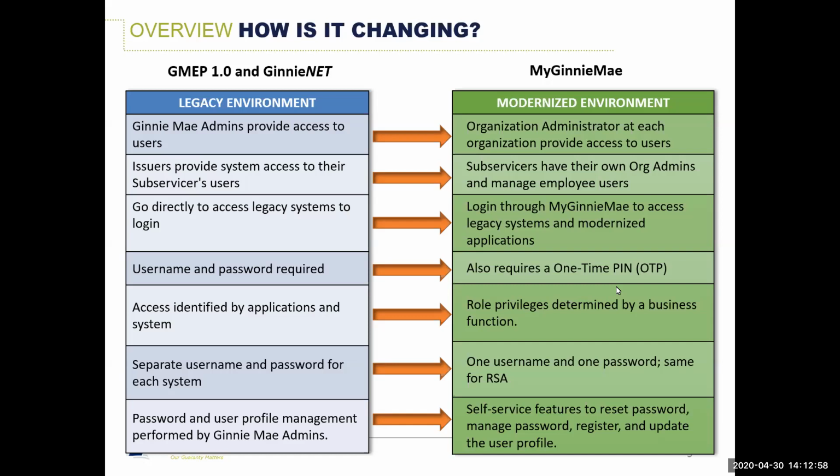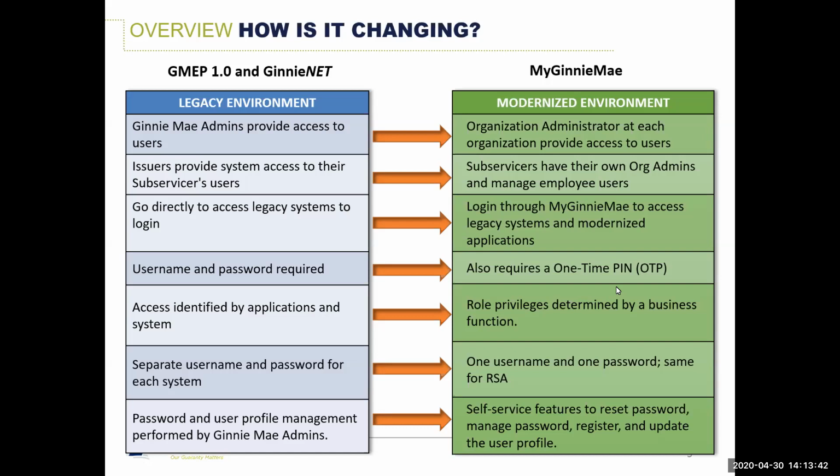In our legacy systems, issuers needed to provide access to the users in their sub-servicer organizations. That's no longer true. Now sub-servicers have their own org admins and manage their own employees. In our legacy environment, you would go directly to the URL for that system, whether it was GinnieNet or GMAP, to log in. In MyGinnieMae, you go through MyGinnieMae. You go to my.ginniemae.gov, and when you log in there, you will gain access to GMAP 1.0 and GinnieNet. So it's just going through MyGinnieMae gets you to those legacy systems rather than going to those old URLs.